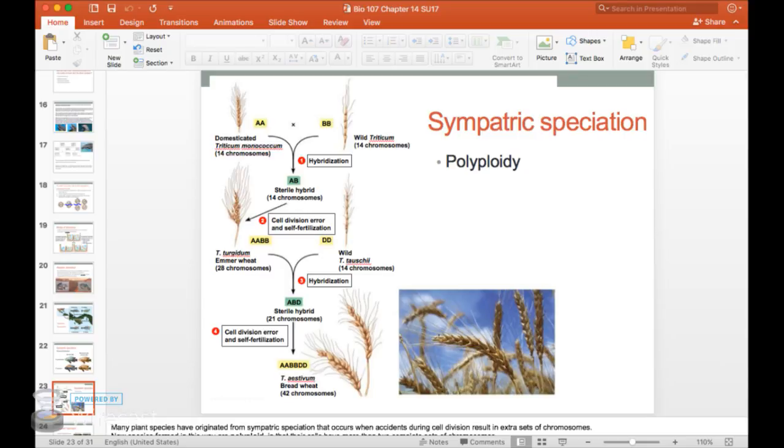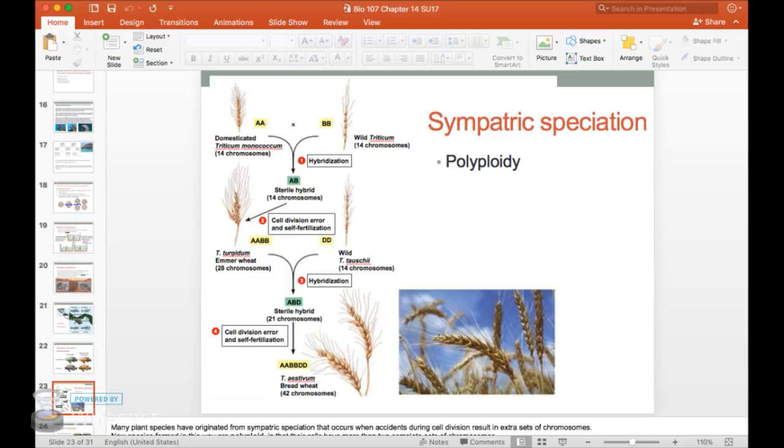And now we've got 21 chromosomes, right? We can't divide these evenly, so it's not going to be able to reproduce. It's going to be sterile. And then because it did cell division wrong and it self-fertilized, we end up with 42 chromosomes. So our end product is this Triticum aestivum. That's right. The Triticum aestivum has 42 chromosomes. This is a completely different species than either of these two parent species.